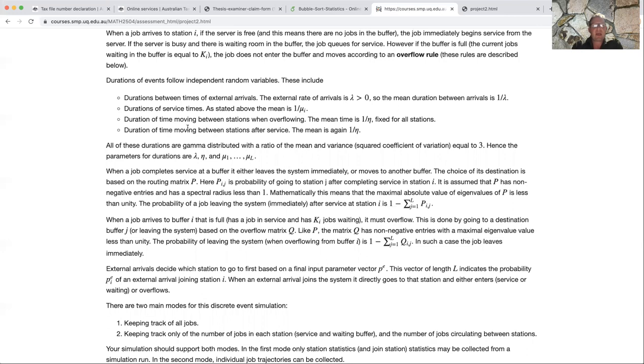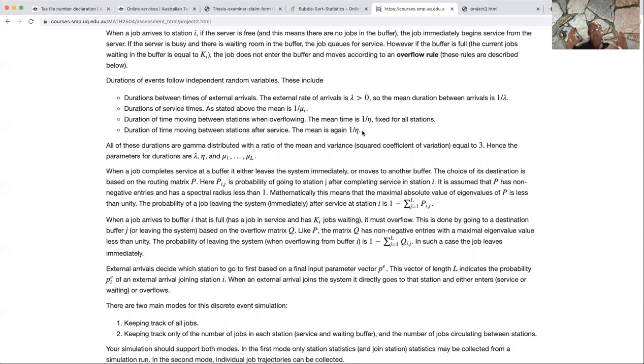Okay. And the duration of time moving between stations when overflowing, so when jobs orbit, is 1 on eta. So eta, you can think there's like this infinite capacity place, which is called being between stations. And in that duration, each job individually moves at rate 1 on eta. And the duration of time moving between stations after service is again 1 on eta.